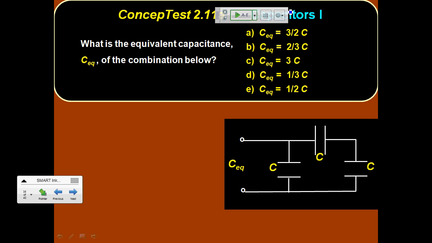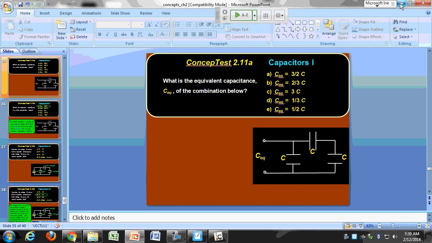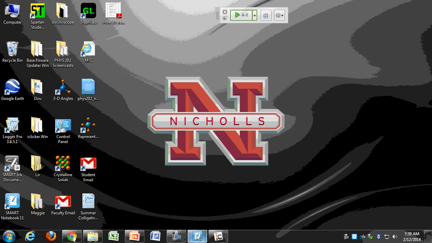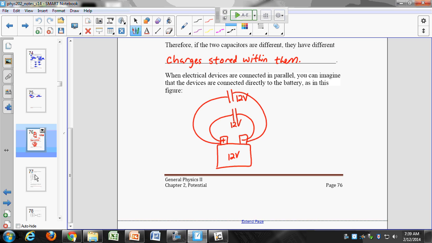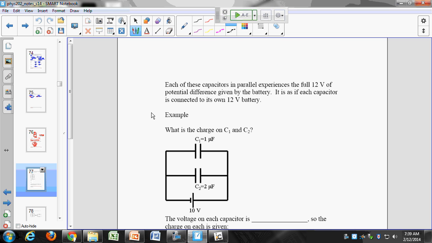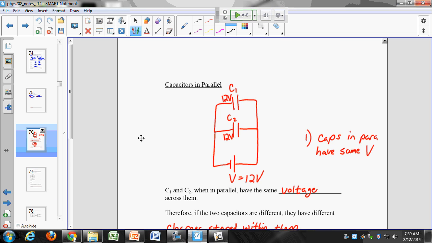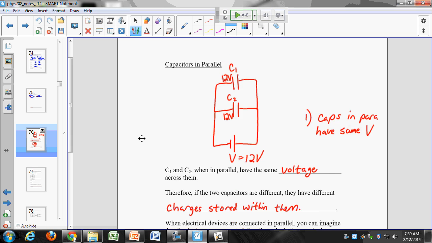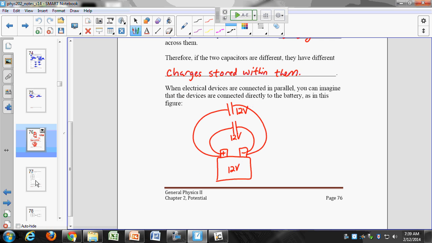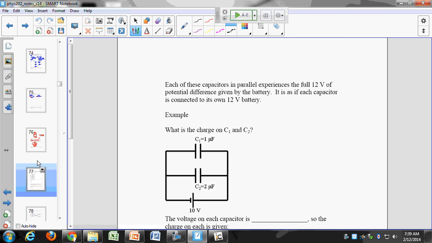Let's see, we haven't done this yet, so we'll come back to this. All right, let's see. So I think we left off with capacitors in parallel. Have we done capacitors in series yet? No. Is that next? That's next. Oh, we have an example here we're going to do.